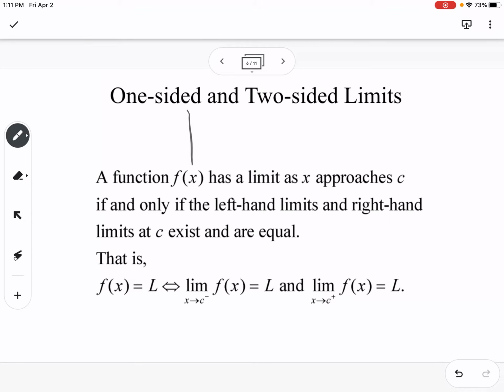So for example, if you have a function like this, and let's say that's at 2, this limit does not exist because from the left-hand side we're approaching one value and from the right-hand side we're approaching another value. So you can evaluate the left and right hand limits and find out if they are the same to determine if a limit exists at that x value.